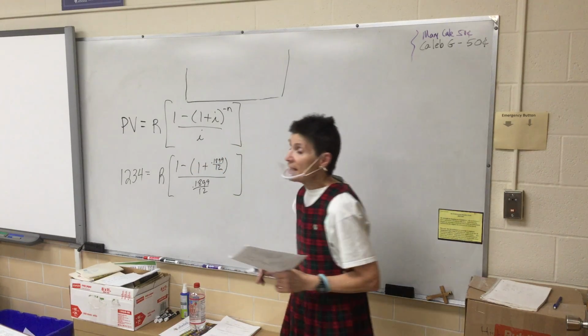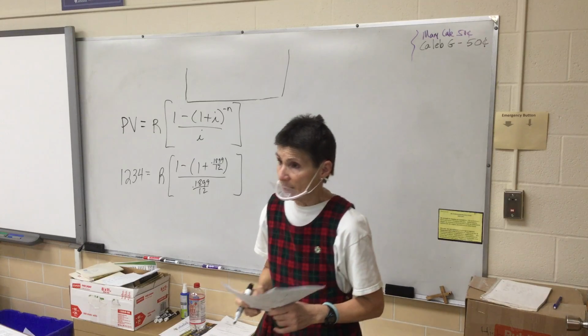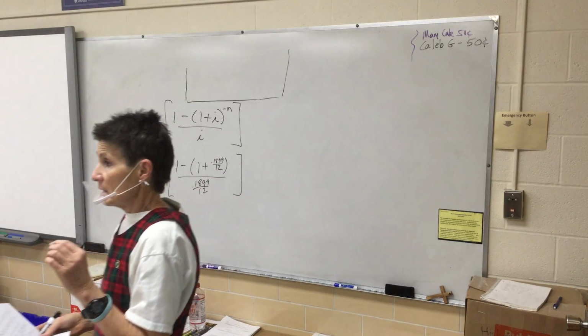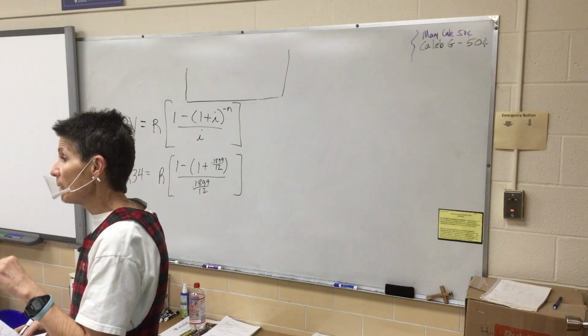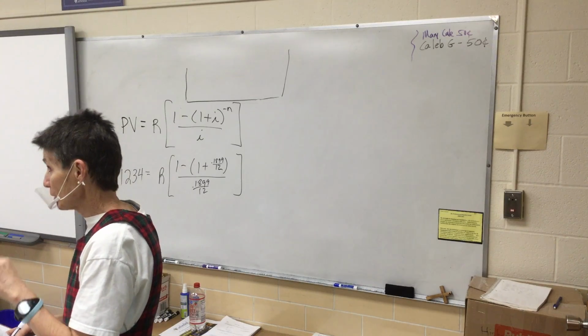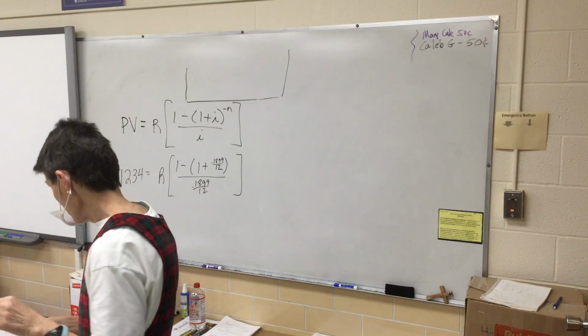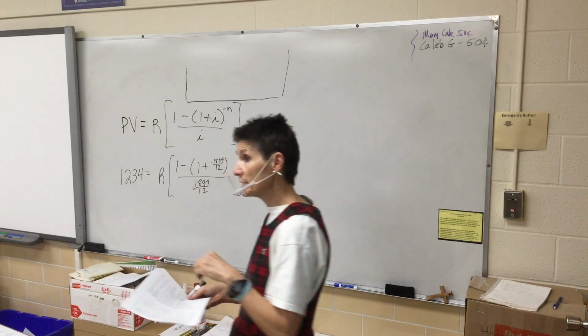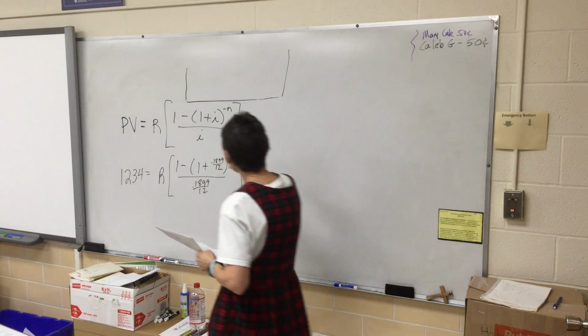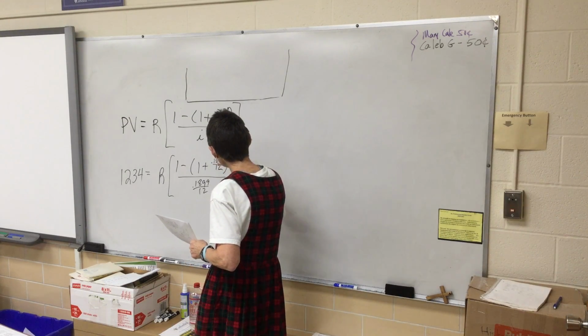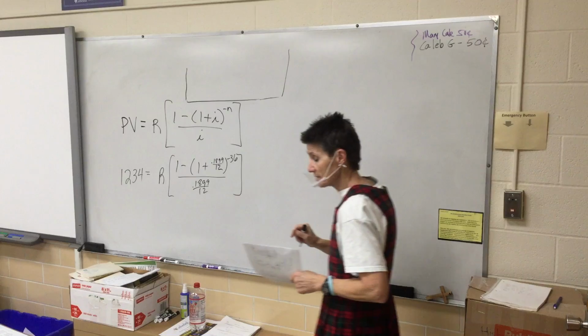Now, what is my N in this formula? The total number of payments you're going to make over the life of the loan. Okay? 36, because we're making monthly payments for 3 years. This is the formula that does have the negative though. It's right there in the formula, so you can't miss it.